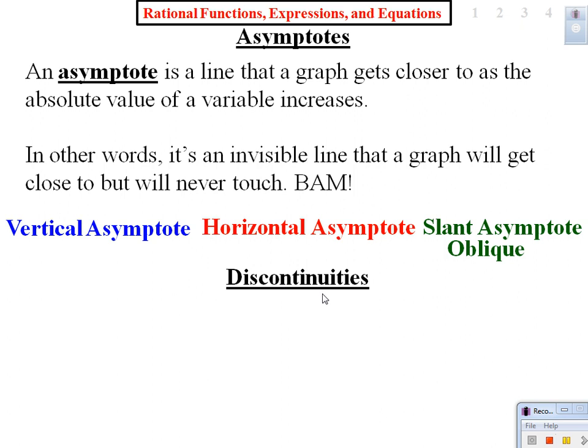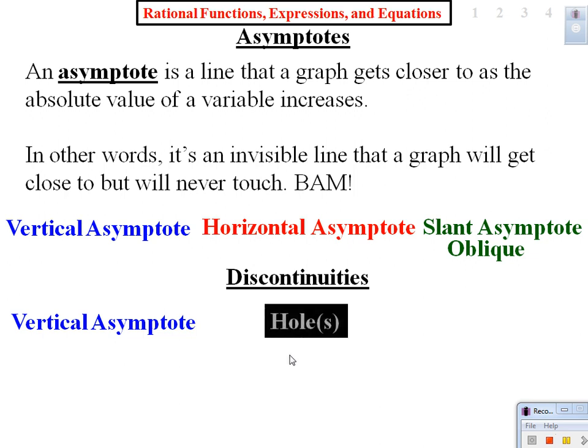Because if you sketch a vertical asymptote, a dotted line, and we start graphing our function from left to right, it discontinues, and it continues on the other side of the vertical asymptote. That's what's called a what? A discontinuity. So which one is that? The vertical one. However, the other discontinuity is going to be called holes or hole.